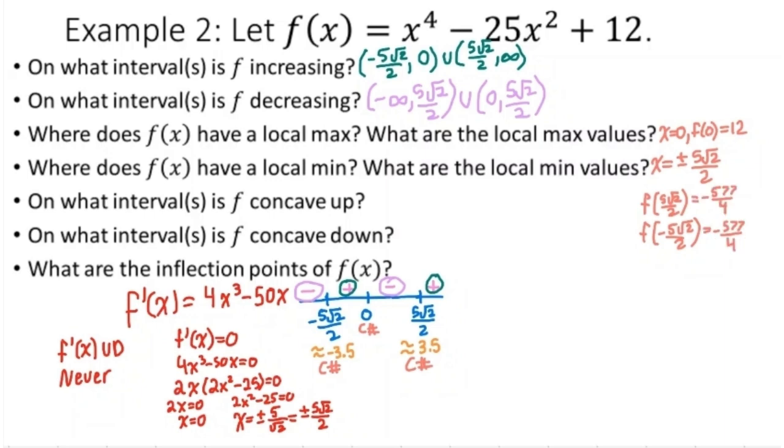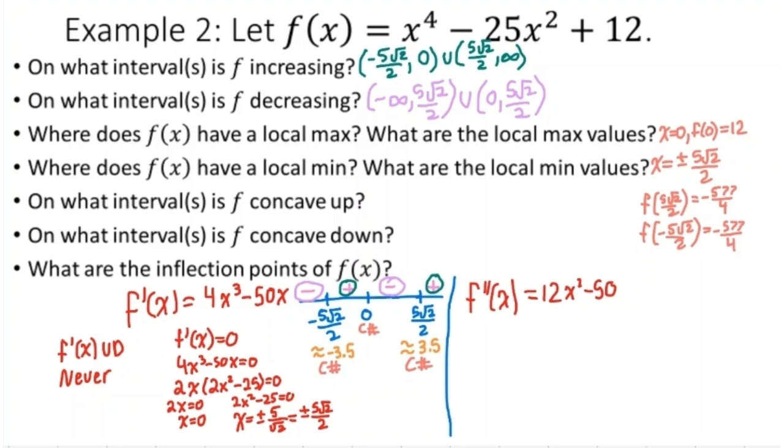So notice how all of the first 4 questions were answered through the exact same amount of work. So despite being 4 different questions, it's only one process to figure out the answer to all 4. Next, we'll determine on what interval is f concave up, concave down, and where the inflection points are. To answer this question, we have to look at the second derivative. The second derivative of our function would be the derivative of the first derivative, which is 12x squared minus 50.